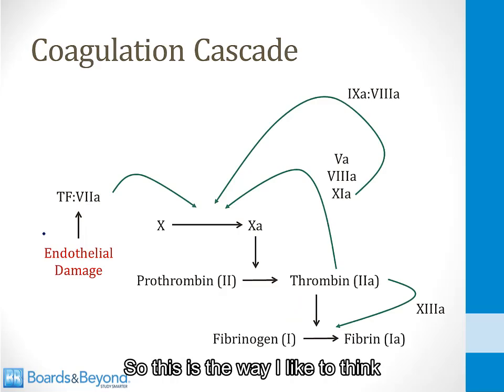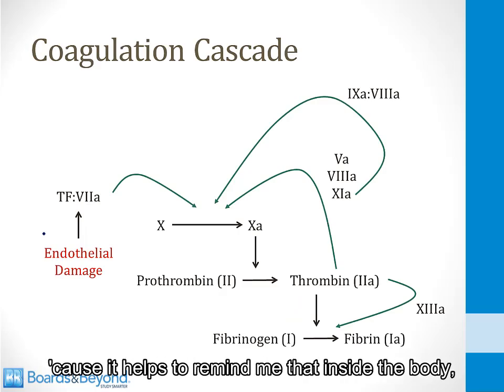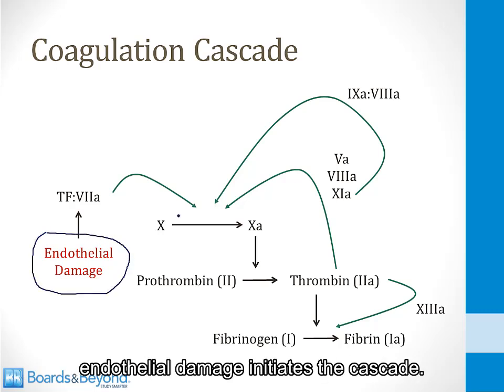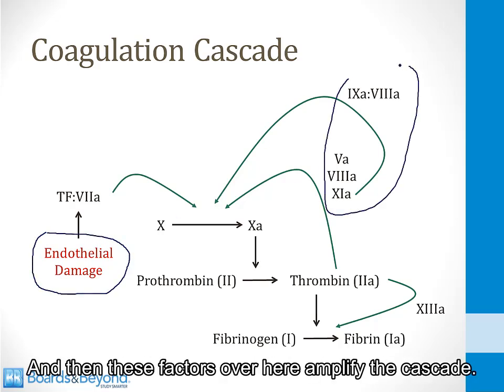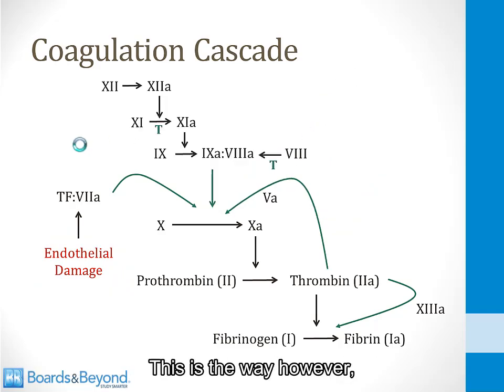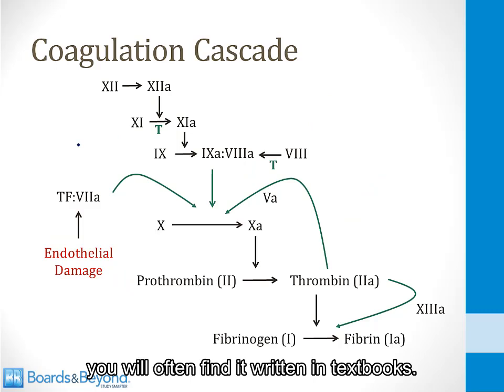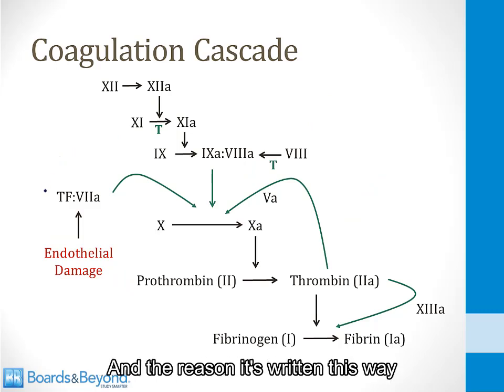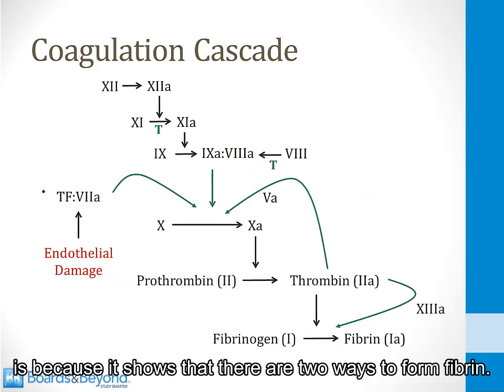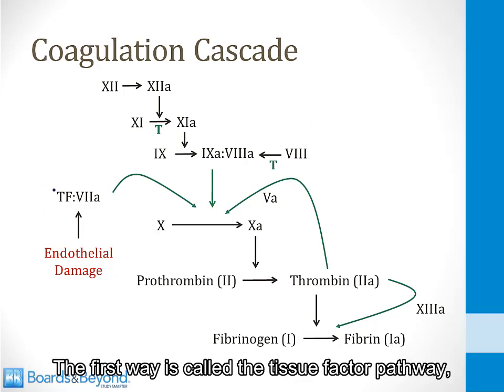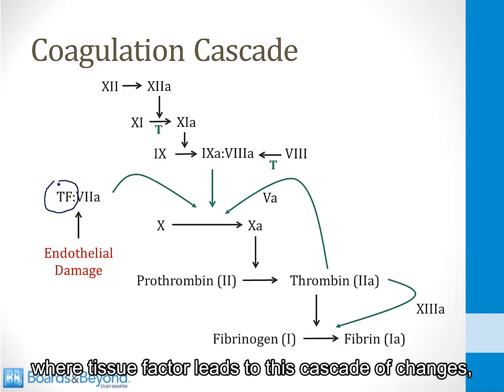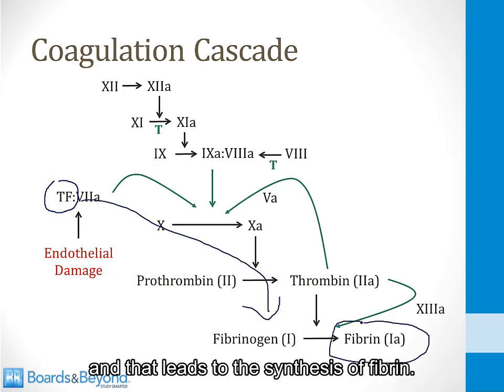So this is the way I like to think of the coagulation cascade, because it helps to remind me that inside the body endothelial damage initiates the cascade, and then these factors over here amplify the cascade. This is the way, however, you will often find it written in textbooks, and the reason it's written this way is because it shows that there are two ways to form fibrin. The first way is called the tissue factor pathway, where tissue factor leads to this cascade of changes, and that leads to the synthesis of fibrin.